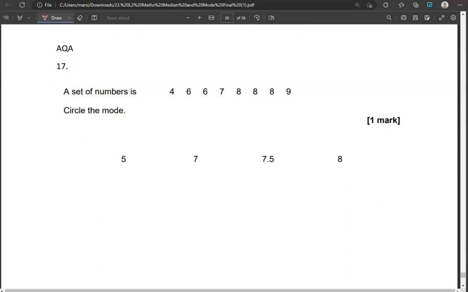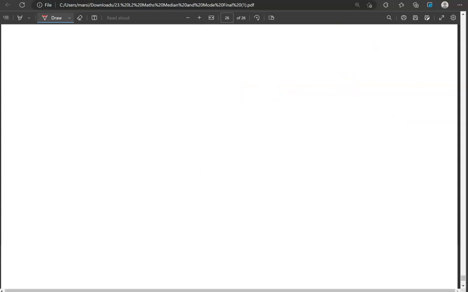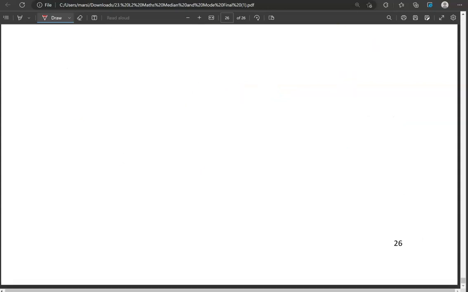A set of numbers is 4, 6, 6, 7, 8, 8, 8, 9. Circle the mode. So we've got 2 6s, but we have 3 8s. So 8 is the mode. And that's the end of the questions.